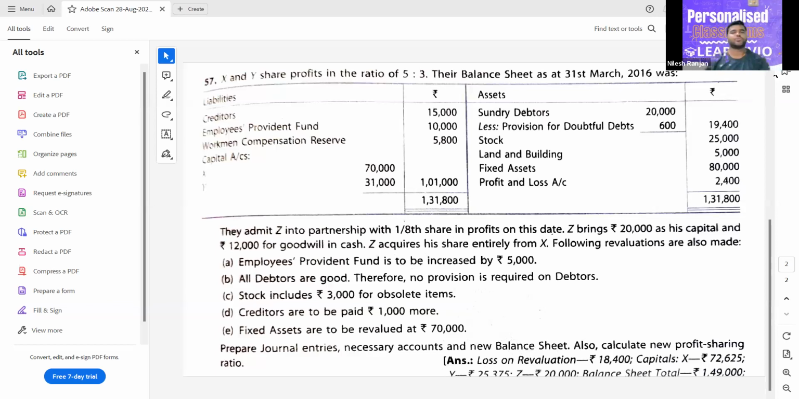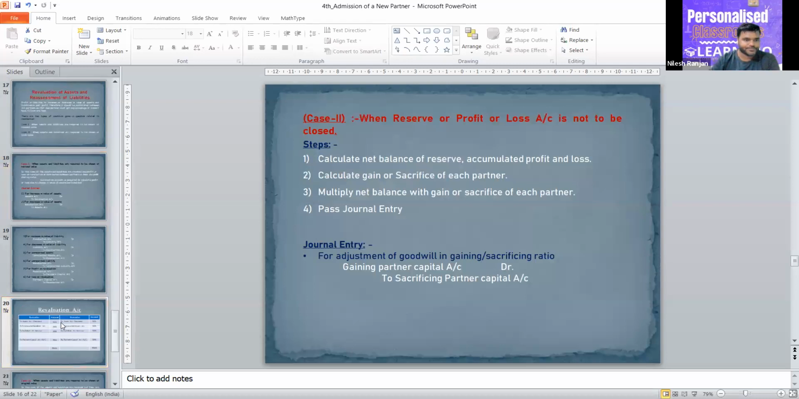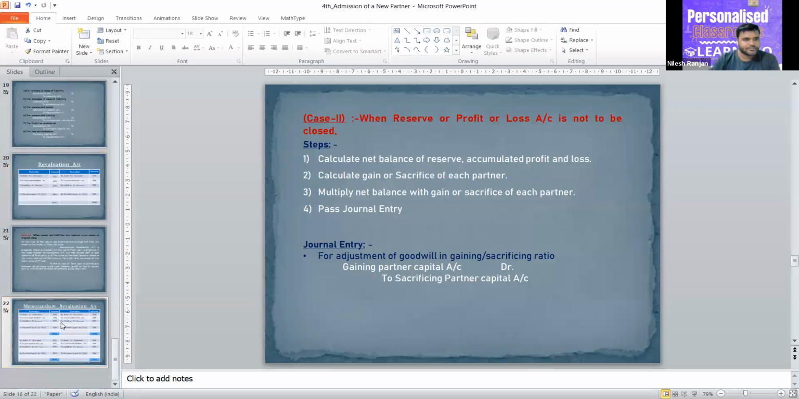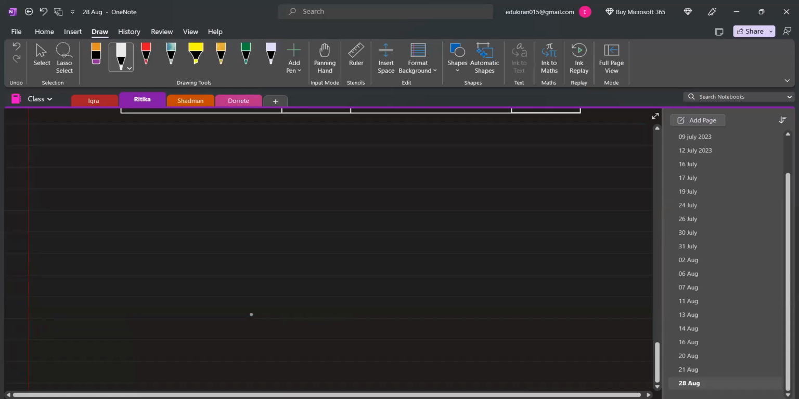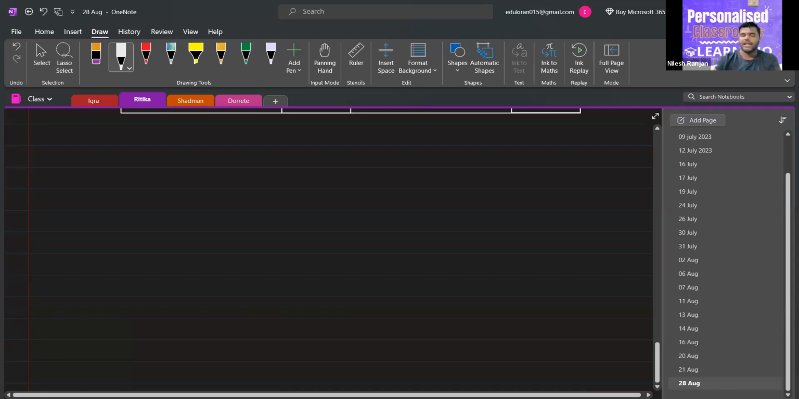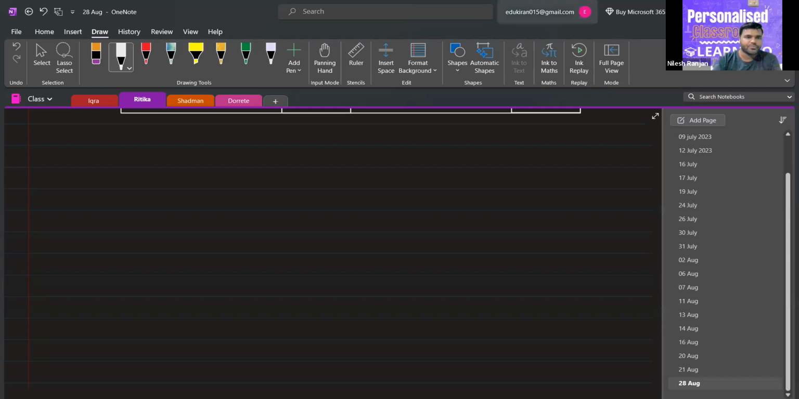Okay. So this is our second concept. After this, there is a concept of capital adjustment, or you can say adjustment of capital. Okay. So what do you understand by this topic name, adjustment of capital?